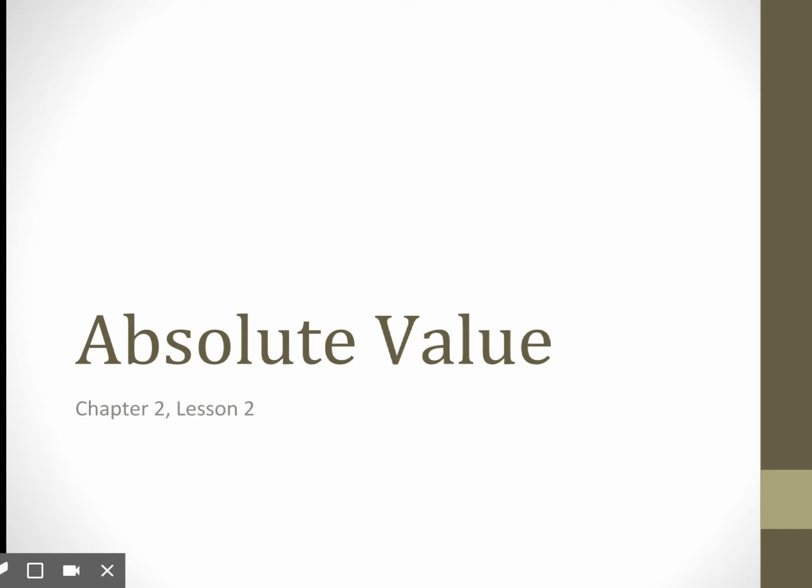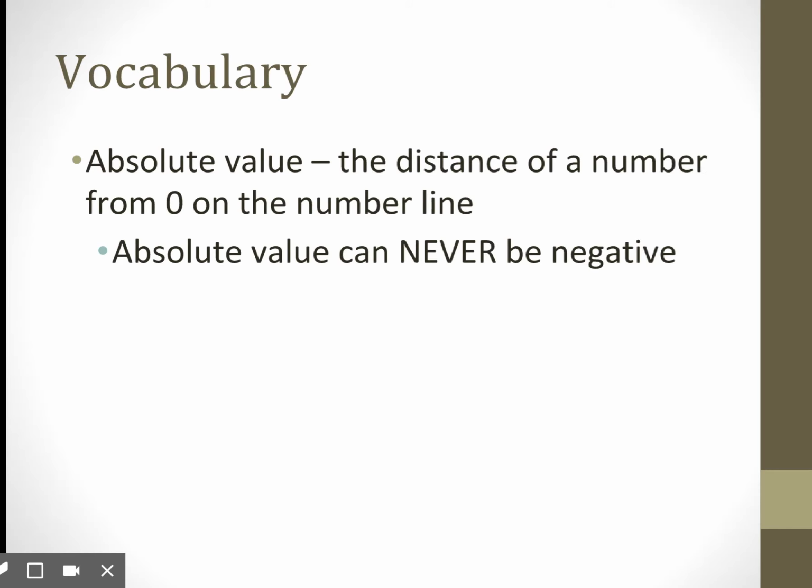Absolute value, Chapter 2, Lesson 2. Absolute value means the distance of a number from 0 on the number line. There's a huge hint here. Absolute value can never be negative. It never will be.